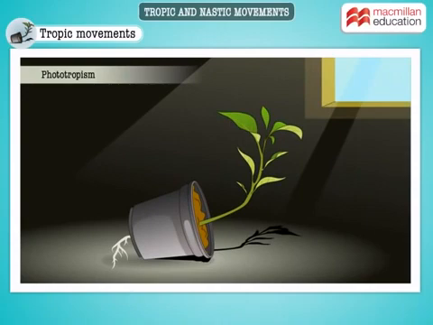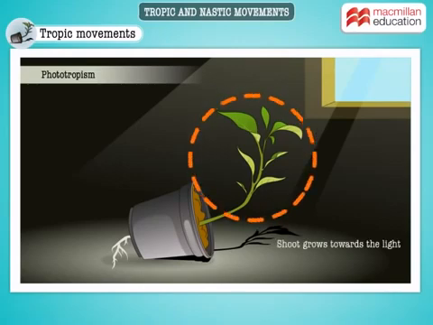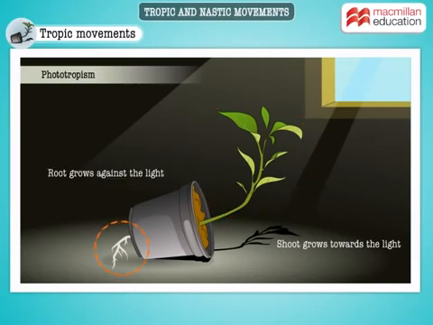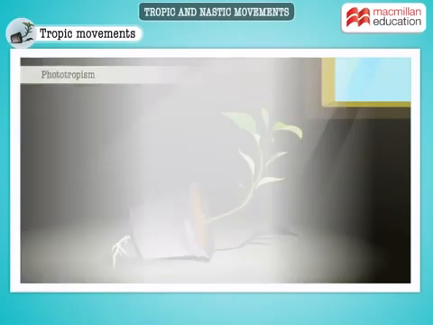Now, let us take a closer look at a plant showing phototropic movement. You can see the shoot of the plant growing towards the light and the root growing against the light. Here, the shoots are positively phototropic and the roots are negatively phototropic.